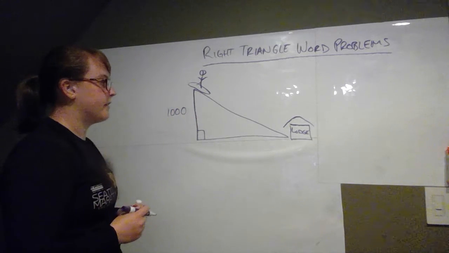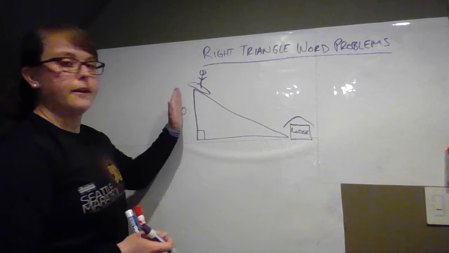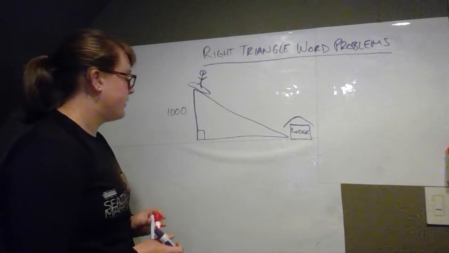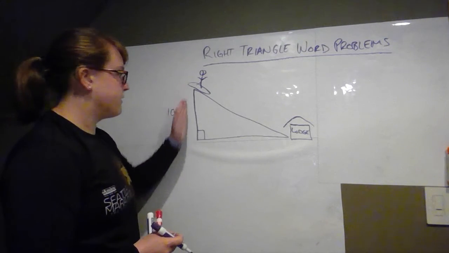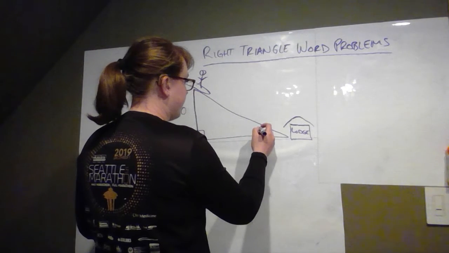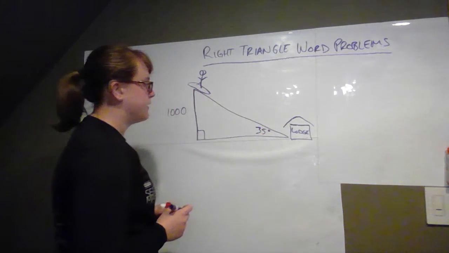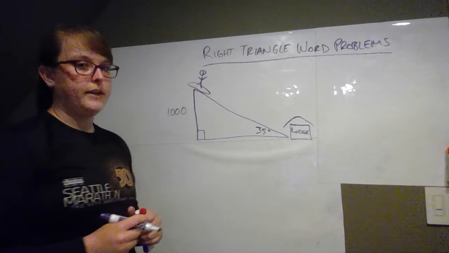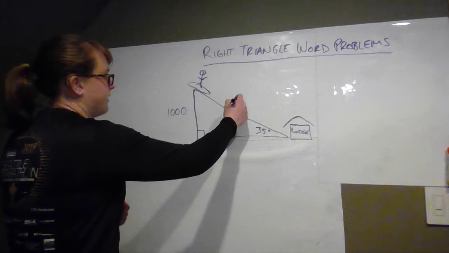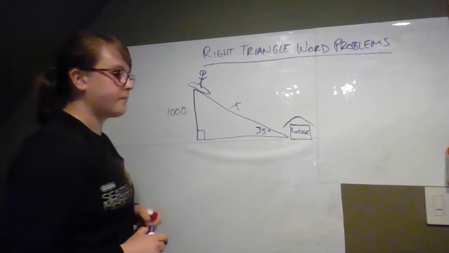That's his elevation. So whenever they talk about elevation, that's usually the vertical side. Just a heads up. He knows he's 1,000 feet up, and he knows the angle of elevation from the lodge to him is 35 degrees. And he wants to know how far he has to snowboard before he gets to the lodge. So that's the side we're missing, the side that's between him and the lodge.